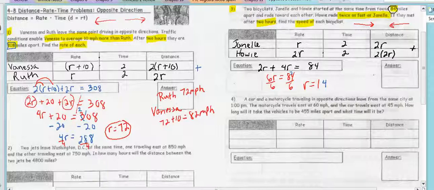So what we just found out was Janelle's rate, because we're trying to find out the speed of each bicyclist. So Janelle rode 14 miles per hour, and then Howie traveled 2 times faster, so it's 2 times 14, which is equal to 28 miles per hour. Okay, so that's number 3.